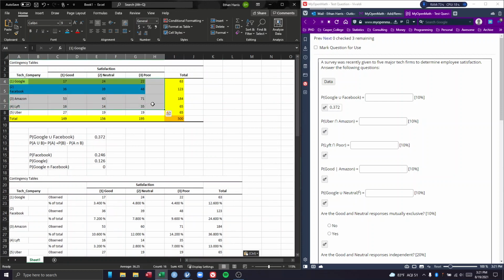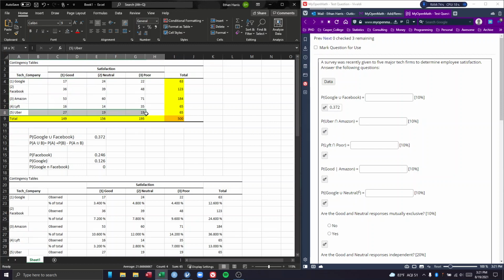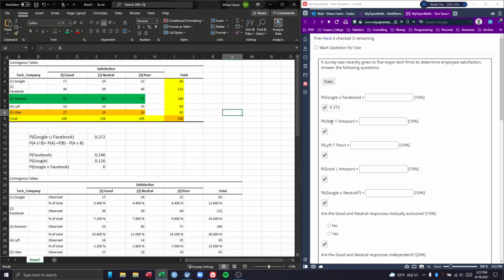Okay, let's look at another one real quick. I'm going to go ahead and clear out the highlighting that we have done so far. And now let's look at Uber intersect Amazon. Great, so let's highlight Uber, and we'll make it something like orange. And let's highlight Amazon. We'll make it green. And there we go. Now we're asking for Uber intersect Amazon, or Uber and Amazon. Well, if we look at these, once again, these values are in fact mutually exclusive. They don't cross at all. So the probability that a randomly selected person from the survey responded that they both work for Uber and Amazon is in fact 0.